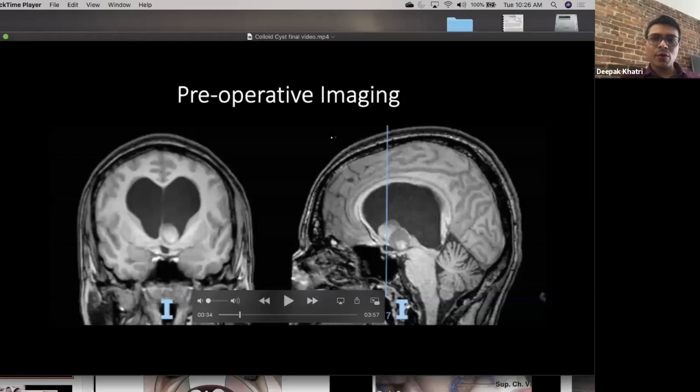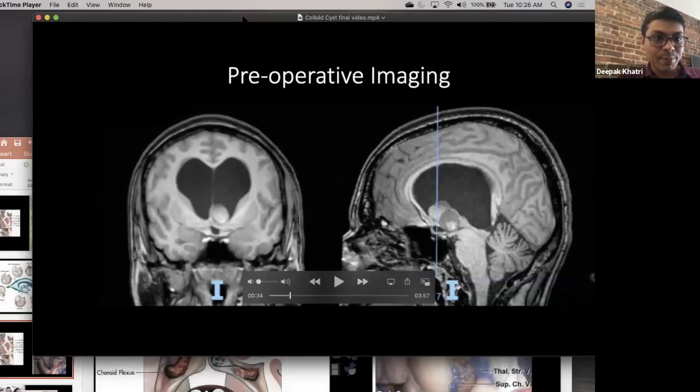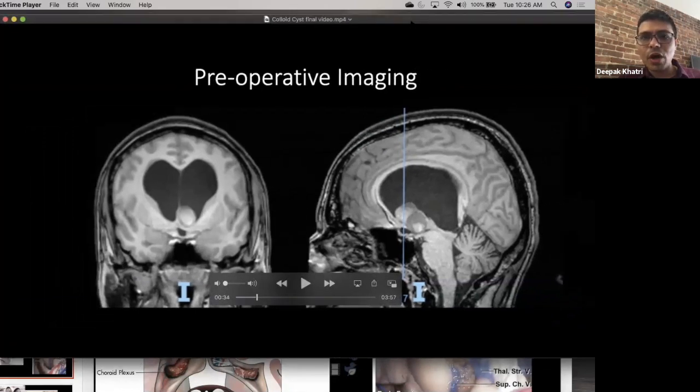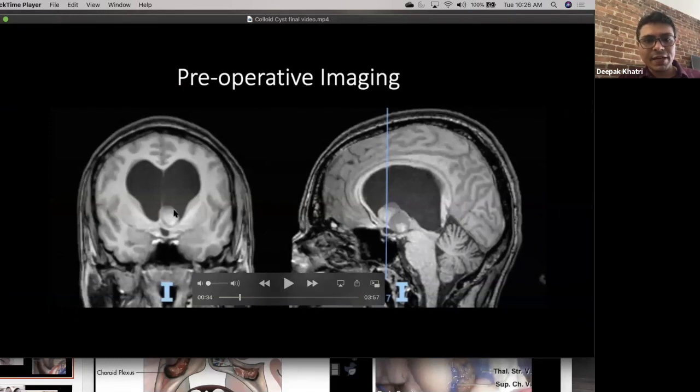So one important thing, remember we discussed symmetry. Now here is a lesion which is primarily blocking the left side. Then why are both the ventricles more or less symmetrical? So we'll find out the reason for that. This is interesting here, okay?